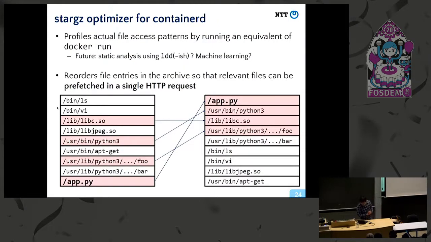And for the Containerd implementation, we have some optimization technology. We profile actual file access patterns by running an equivalent of docker run. And we reorder the file entries in the archive so that relevant files can be prefetched in a single HTTP request. In this example, we have /app.py as the entry point. So apparently, we need this Python file, so we put this file at the head of the archive. And we also need a Python interpreter, /usr/bin/python3.